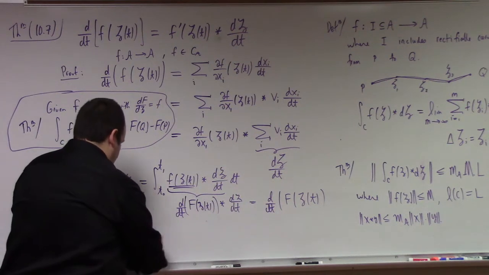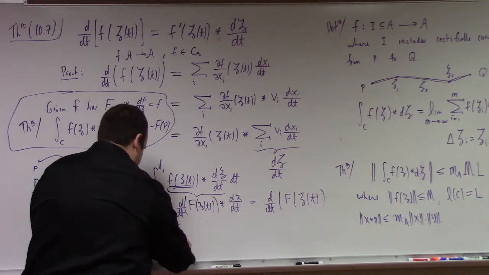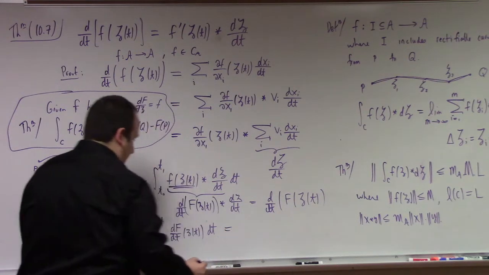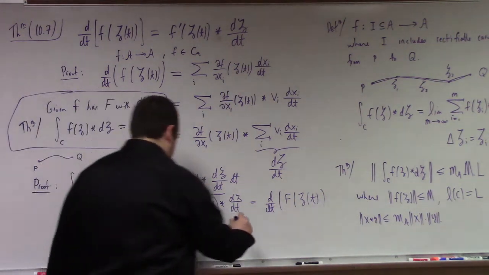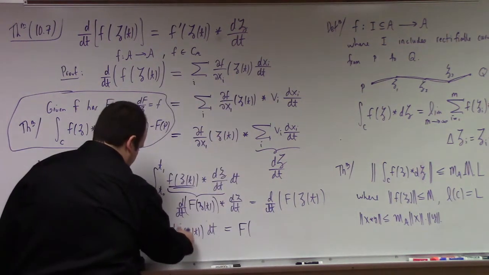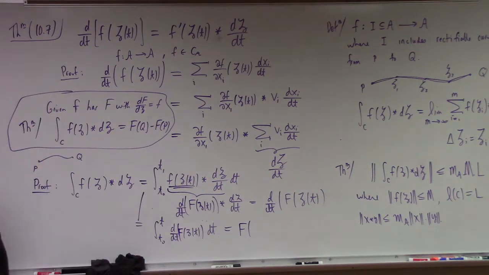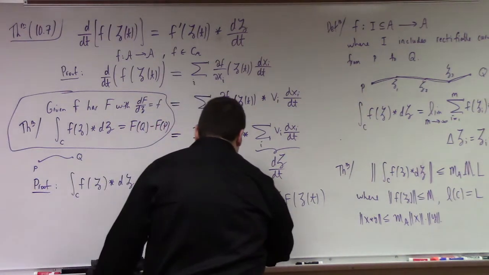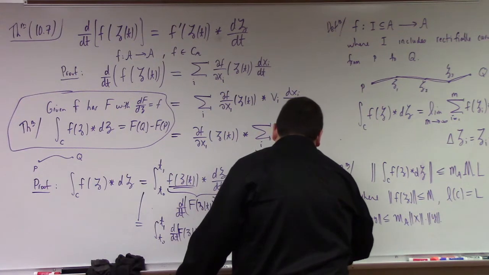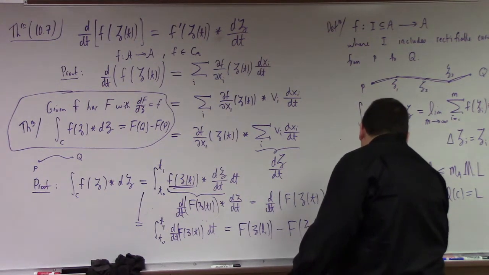So then I've got the integral from t0 to t1 of big df dt of zeta of t, right? My notation is slightly off here. That's supposed to be d/dt of f of zeta of t, which is then f of zeta of t1 minus f of zeta of t0, also known as f of q minus f of p, which is what I set out to prove.